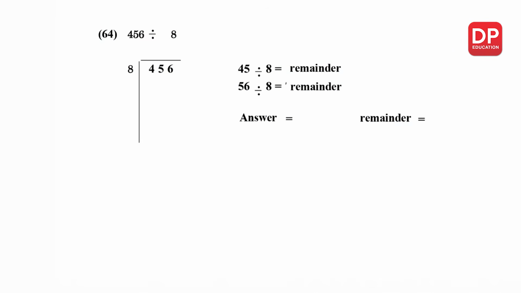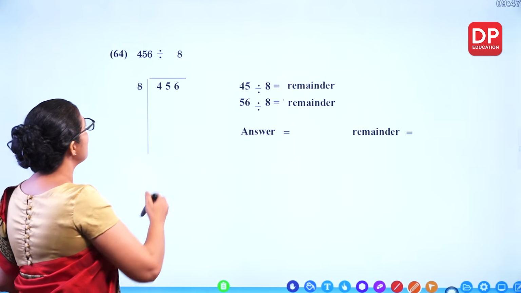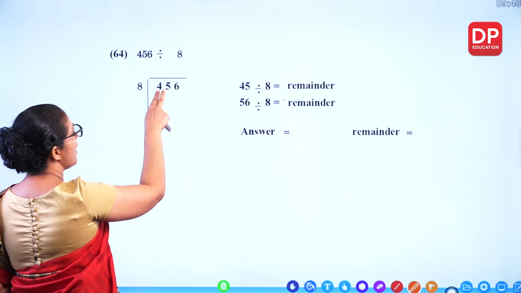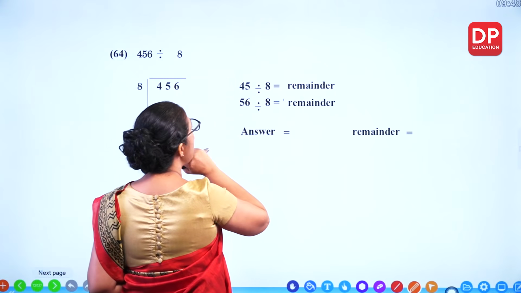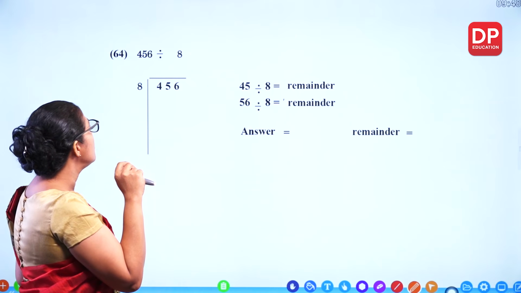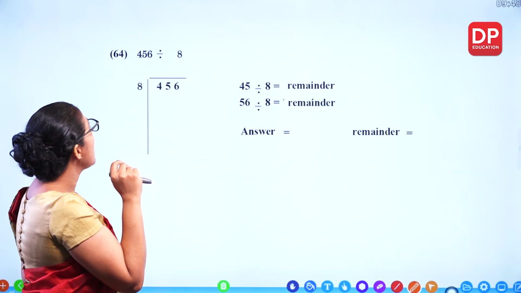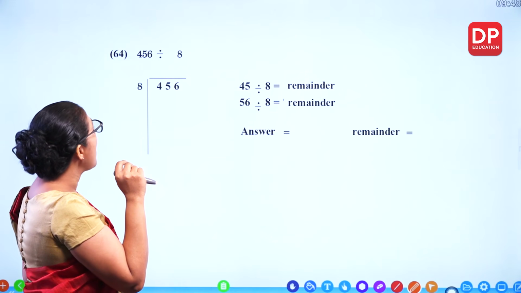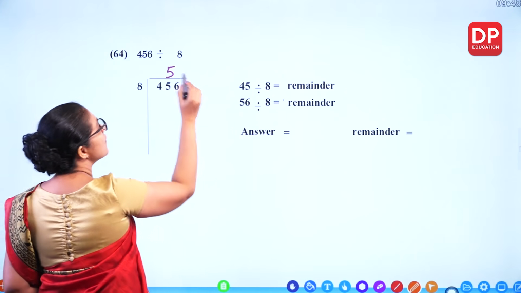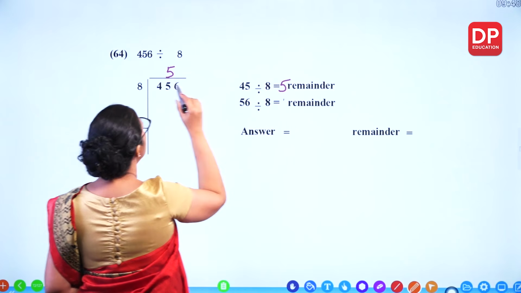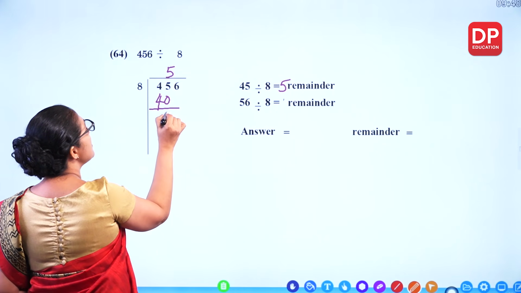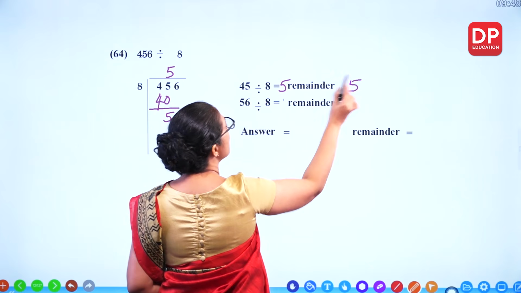Now we'll divide this one. So what's the first step? You can't divide 4 by 8. So you need 45. 45 divided by 8. How many 8s for 45? You get 8 times 5, 40. So that's 5. That's 40, 8 times 5. So what's the remainder? Remainder is 5.